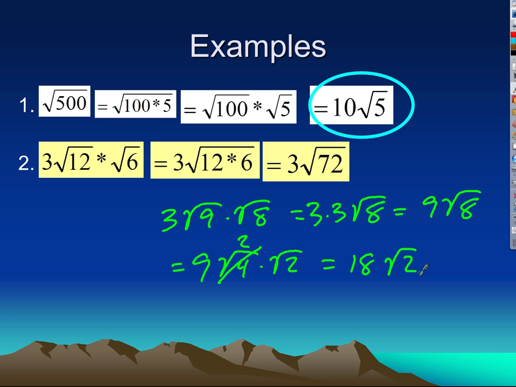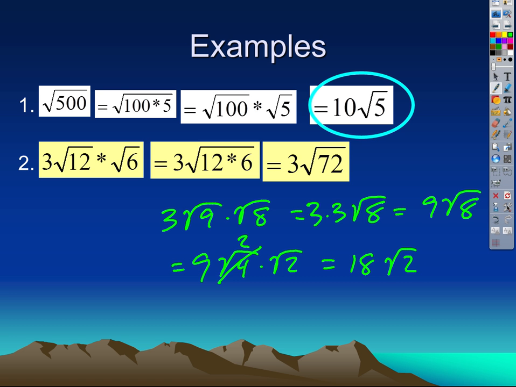Now, could we have done that in one step? Yeah, we could have. We could have actually found a bigger perfect square that divides into 72. What would that have been? 36. Okay, but that worked, didn't it? I mean, like I said, you don't have to get the biggest one the first time. It just means you're going to have to do more than one process, go through more than one step.